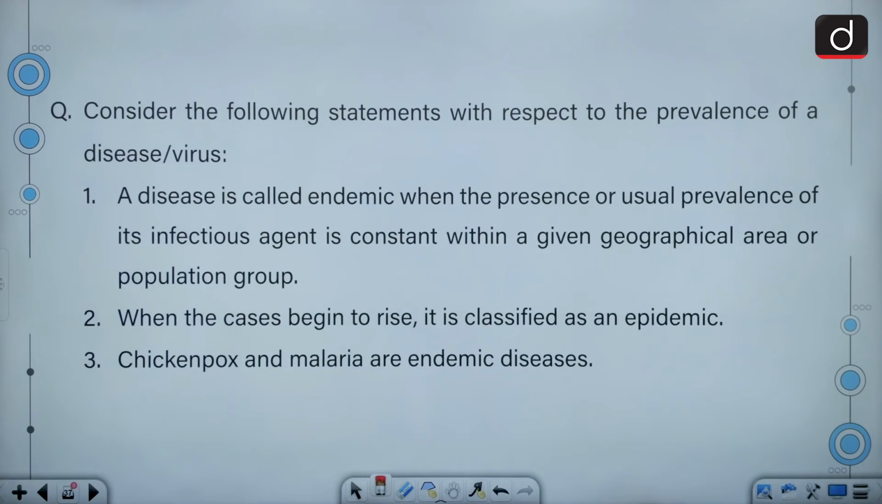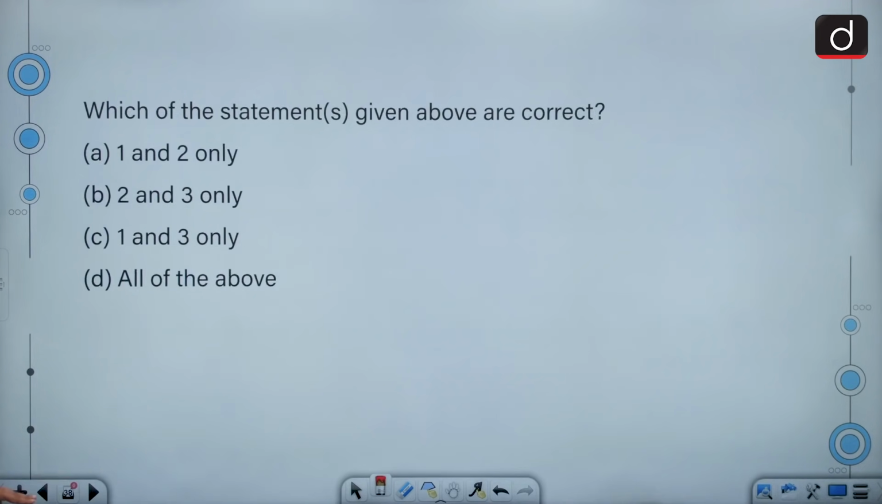Moving on to the next question. Consider the following statements with respect to the prevalence of a disease or a virus. A disease is called endemic when the presence or usual prevalence of its infectious agent is constant within a given geographical area or population group. When the cases begin to rise, it is classified as epidemic. And chickenpox and malaria are endemic diseases. We have to select the correct statement.